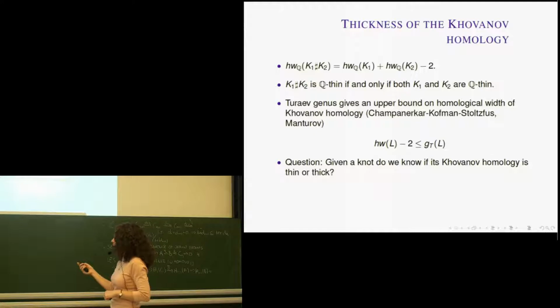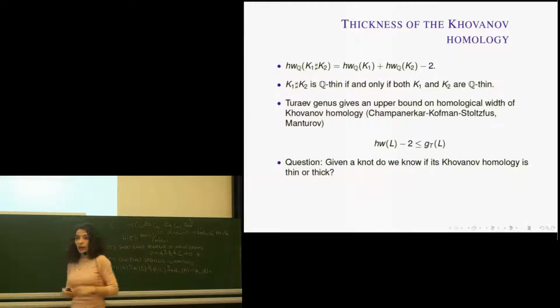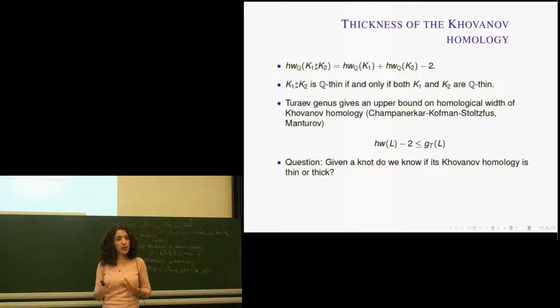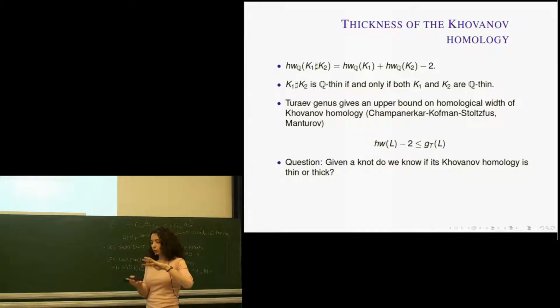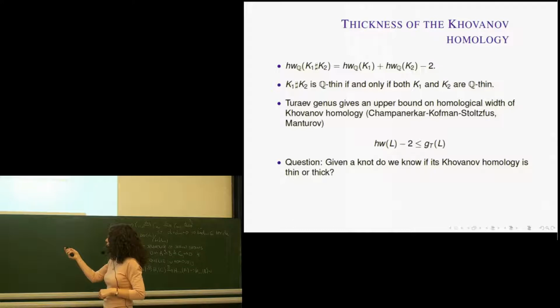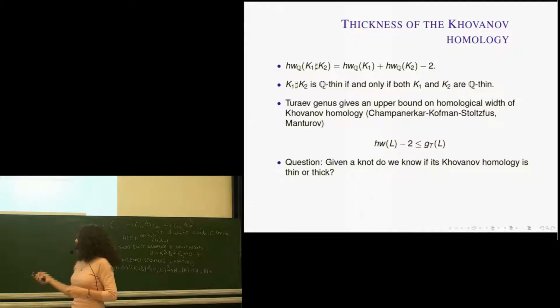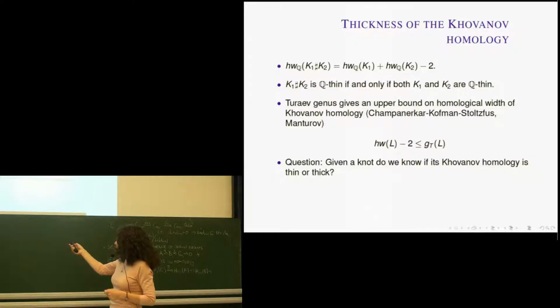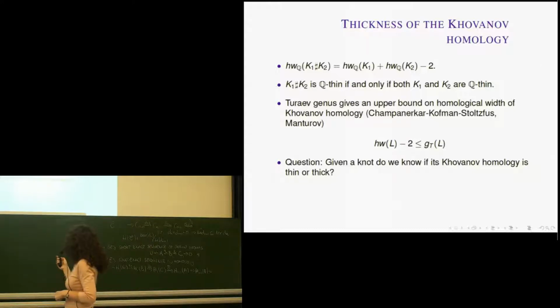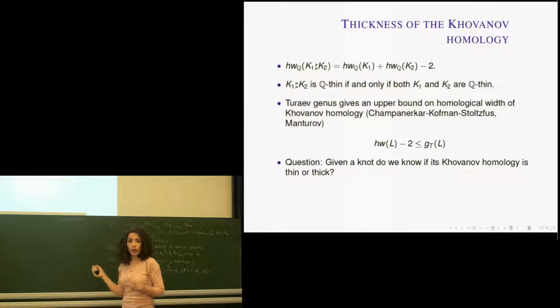And then there's an invariant that I won't tell you much about, but it's very topological in nature, and it's defined based on the surfaces that span your knot and have the 2 homogeneous smoothings, all positive and all negative, in their boundary. This derived genus, which I denote here by GT, gives an upper bound on the homological width of Khovanov homology. So the homological width of Khovanov homology minus 2 is less than or equal to the derived genus. This is a result by Chmutov, Kaufman, and Stoltzfus, and independently by Manturov. And maybe Manturov actually got it sooner.